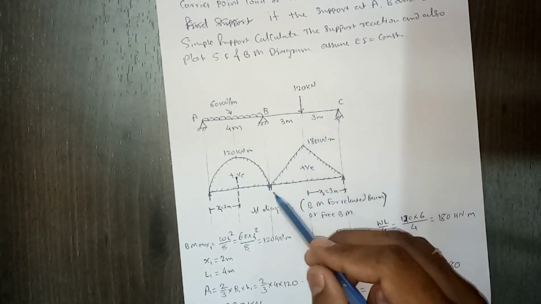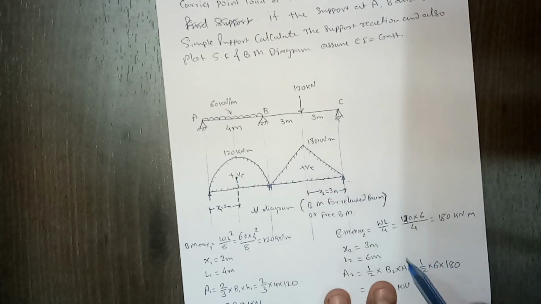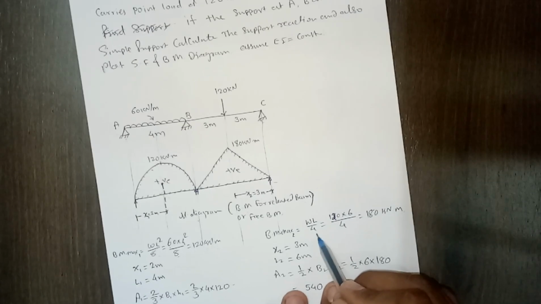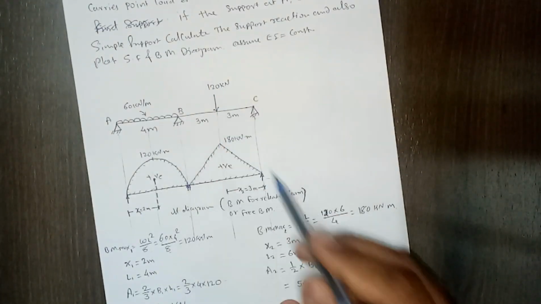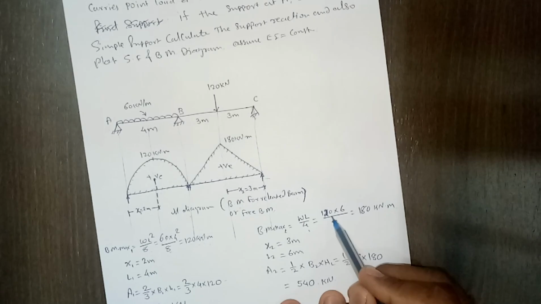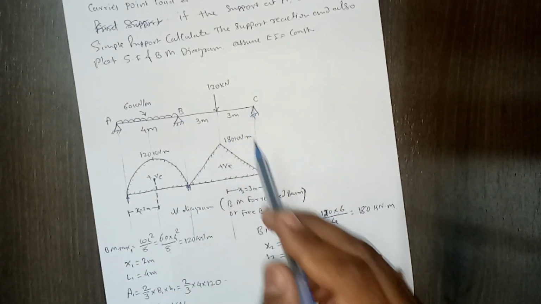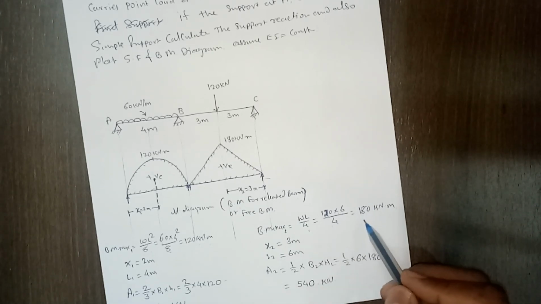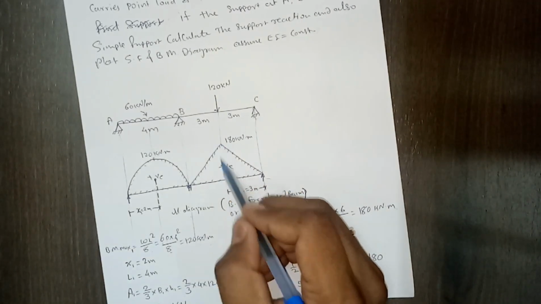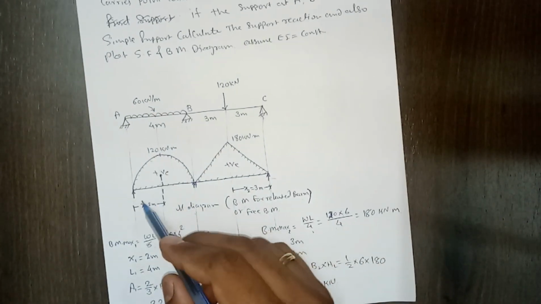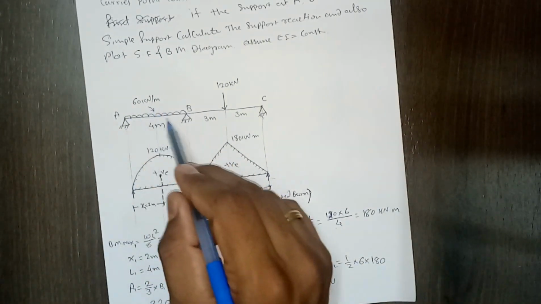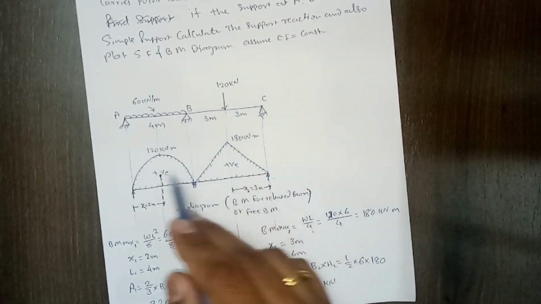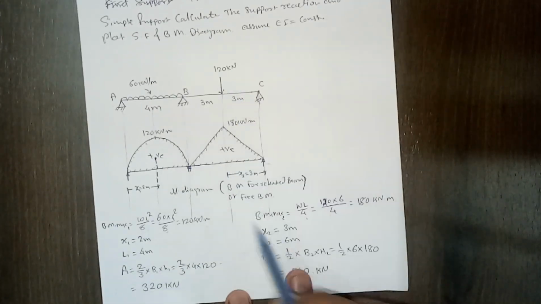Now for this span, the bending moment diagram will be a triangle with the maximum ordinate equal to WL by 4. So this W here is the magnitude of this point load, which is 120, multiplied by span, L is 6, divided by 4. So you will get 180 kilonewton meter. So this maximum is 180 kilonewton meter. So again, you have to treat these two separately as simply supported beams, and for that you have to plot this bending moment diagram for the given load.